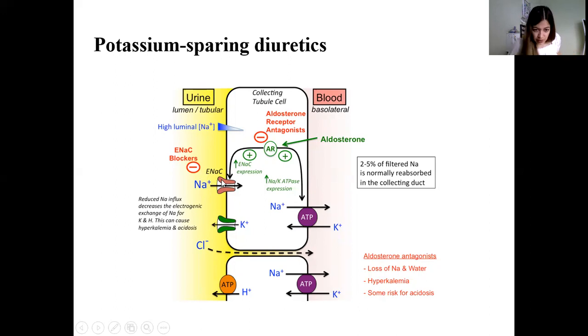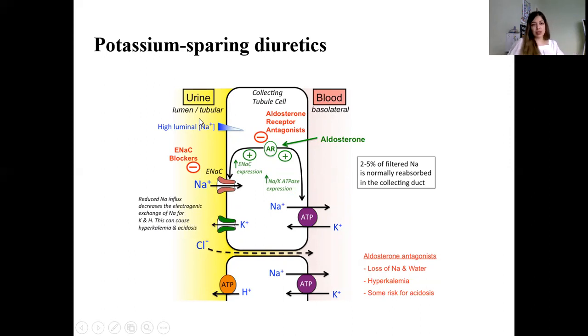Here we have the exchanger of sodium and potassium. Okay, it's not directly the exchanger, it's like some transporters for sodium, some transporters for potassium, yes? And the reduced sodium influx decreases the electrogenic exchange of sodium for the potassium and hydrogen. This can cause hyperkalemia and acidosis.